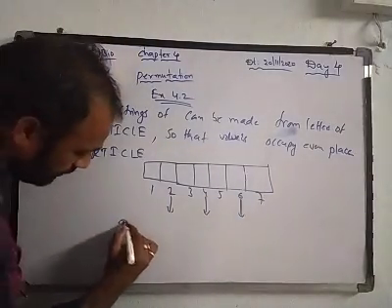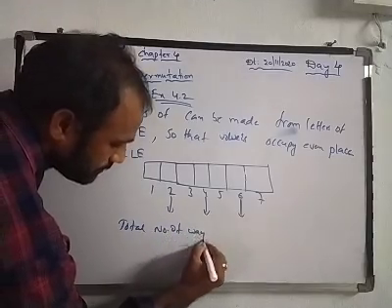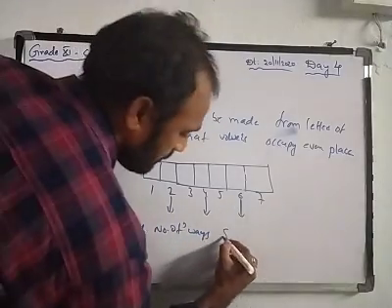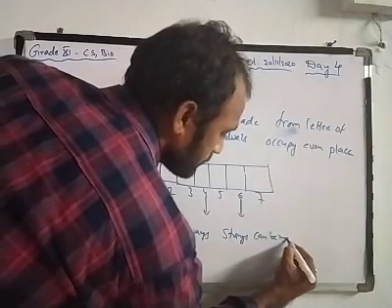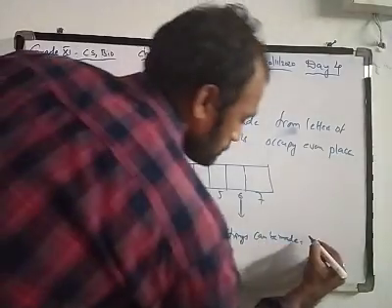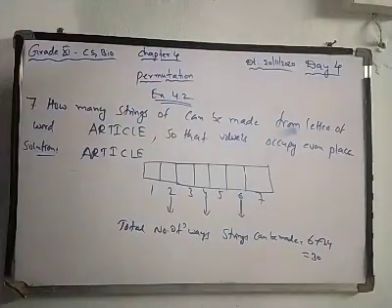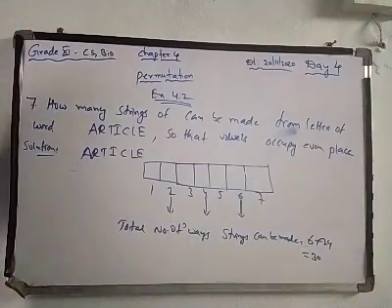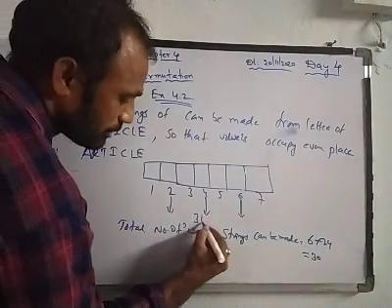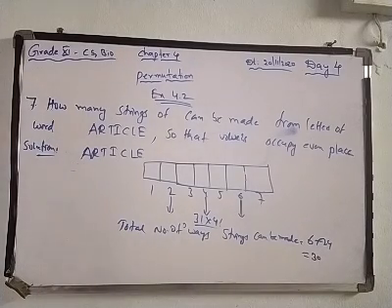So next, the total number of strings that can be made is 6 into 24, which is 144. Why? Because in the first we had 3 factorial, and the remaining is 4 factorial. That is 3 factorial into 4 factorial ways. We can make the strings according to the given condition.